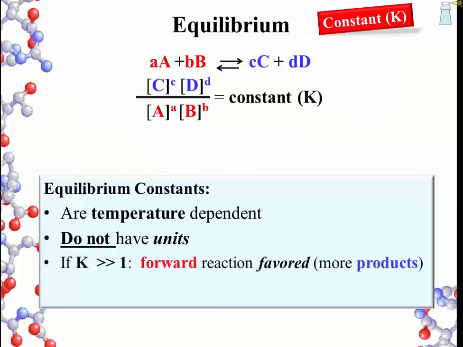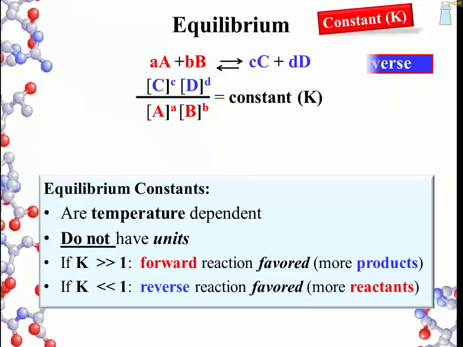If K is much larger than 1, a very large number, then the forward reaction is favored. There are more products than reactants. For the equilibrium expression to generate a really large number, the numerator has to be larger than the denominator. Conversely, if K is much less than 1, a very small number, then the reverse reaction is favored. There are more reactants than products. For the equilibrium expression to generate a very small number, the denominator has to be larger than the numerator.